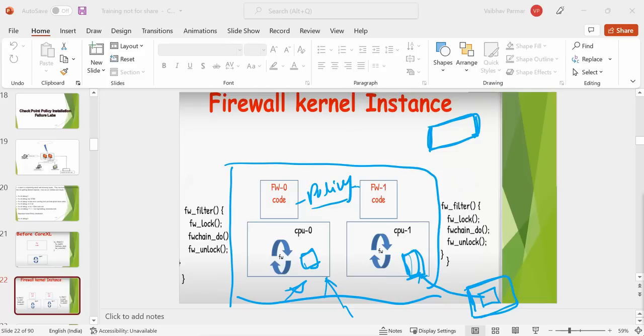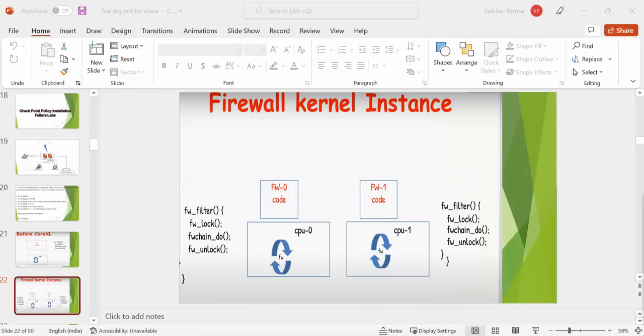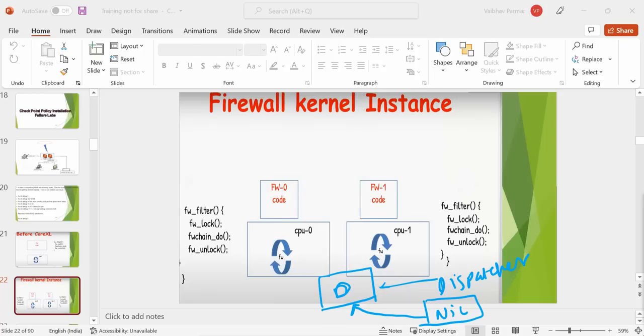For that, they introduced a concept called the dispatcher. There is something called the core Excel dispatcher. This dispatcher, let's call it D for now, does the work of assigning the packets coming out of the NIC. The packet coming out of the NIC will reach the dispatcher, and the dispatcher decides where that packet needs to be forwarded.